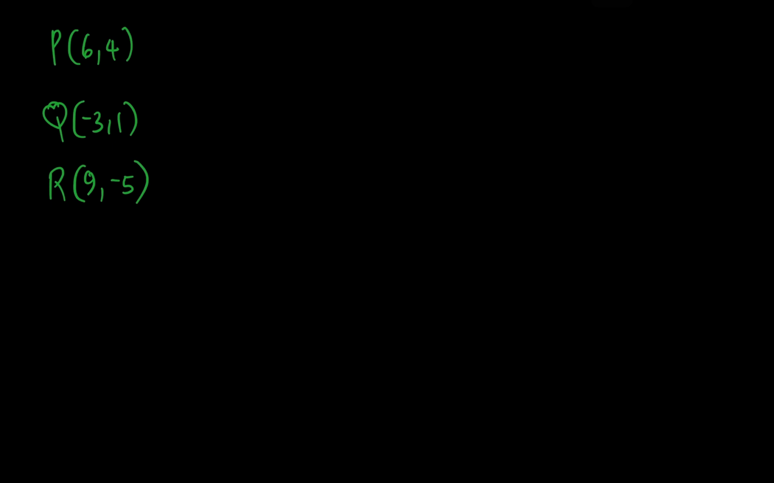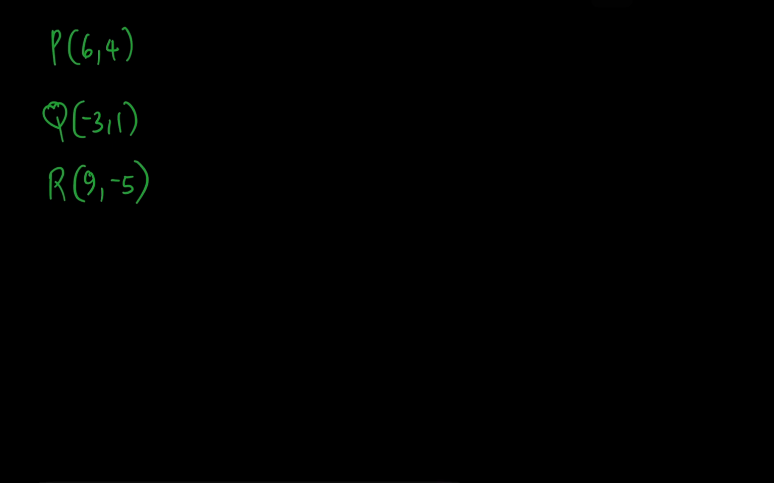Now we have the vertices. The first point on the triangle is P, which is (6, 4). The second one is Q, which is (-3, 1). The next one is R, which is (9, -5), like this. Okay, (9, -5).